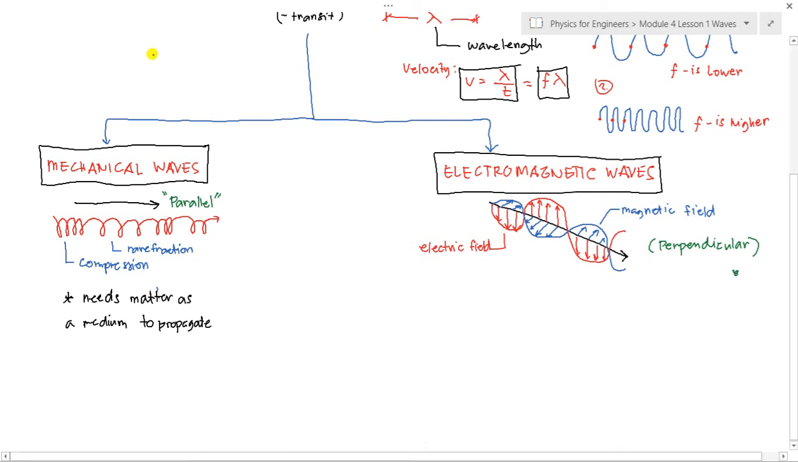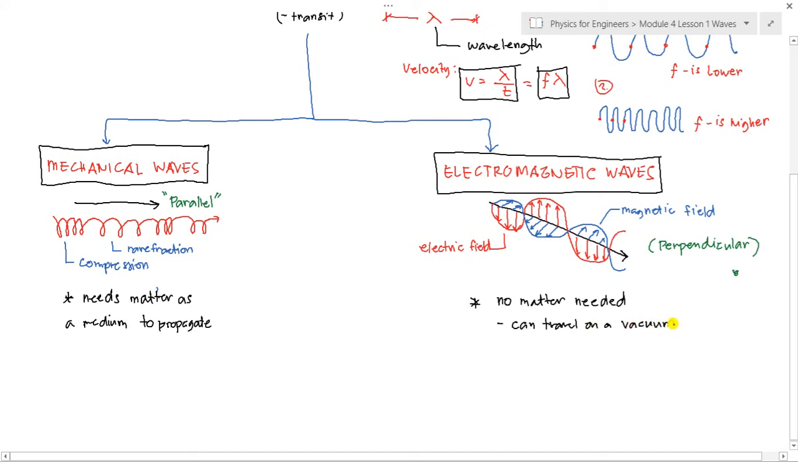However, our electromagnetic waves do not need any matter. So no matter needed. But if there is matter, it is still okay, because they can travel whether there is matter or not. So meaning they do not need matter as a medium to propagate, so they can travel on a vacuum. Can travel on a vacuum. Of course.